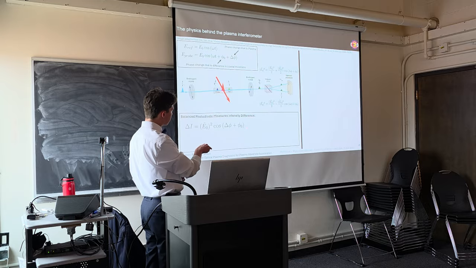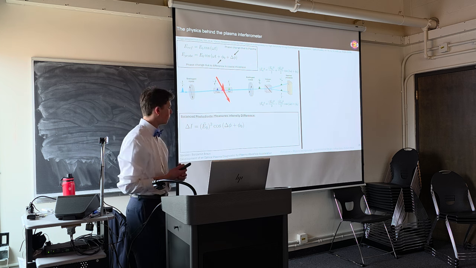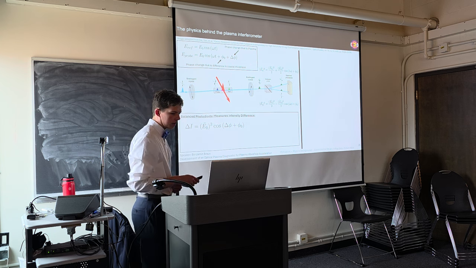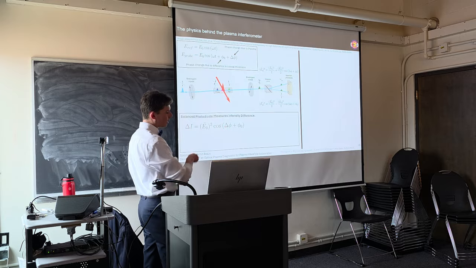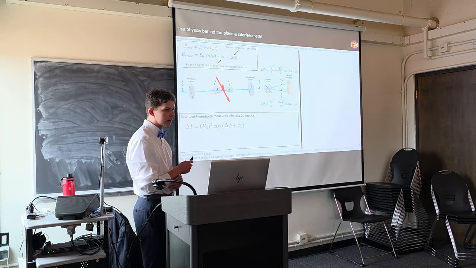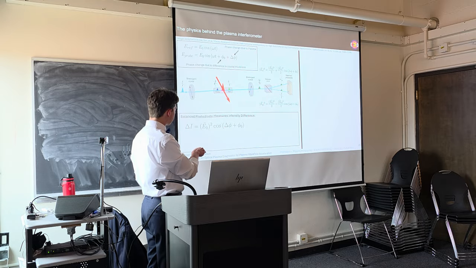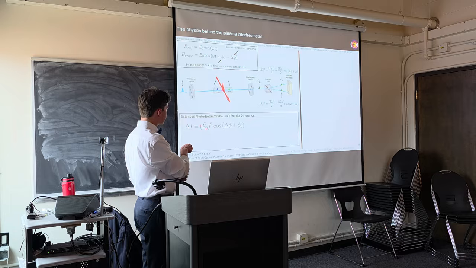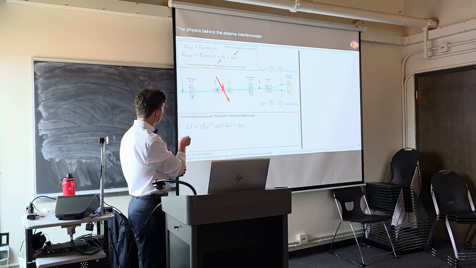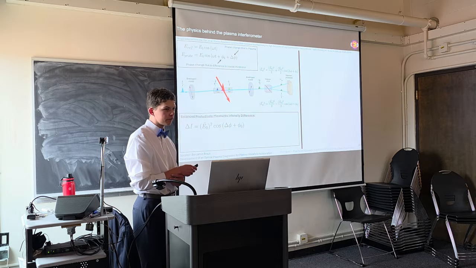Now, the problem is if phi naught is approximately 0, then we have cosine of delta phi. But if our change in phase due to the plasma is very small, as delta phi approaches 0, the cosine of delta phi approaches 1. And that gives us very little sensitivity because we'll basically be measuring the intensity of our initial pulse every single time. And so ideally we'd like to make this a sine function.